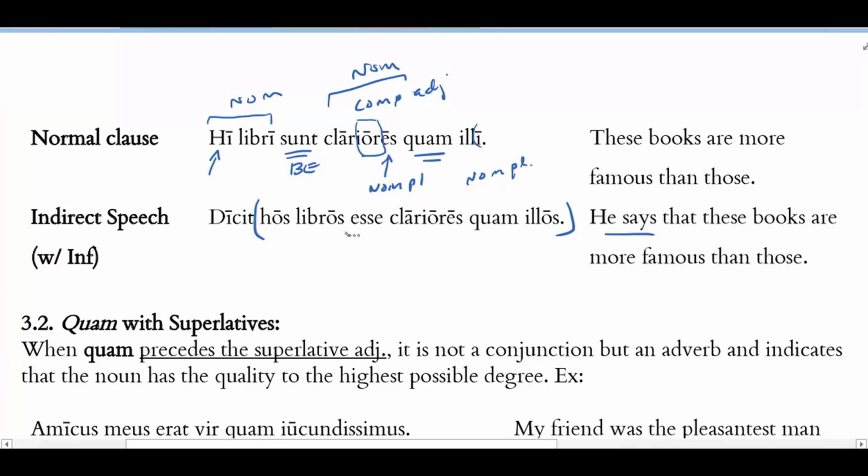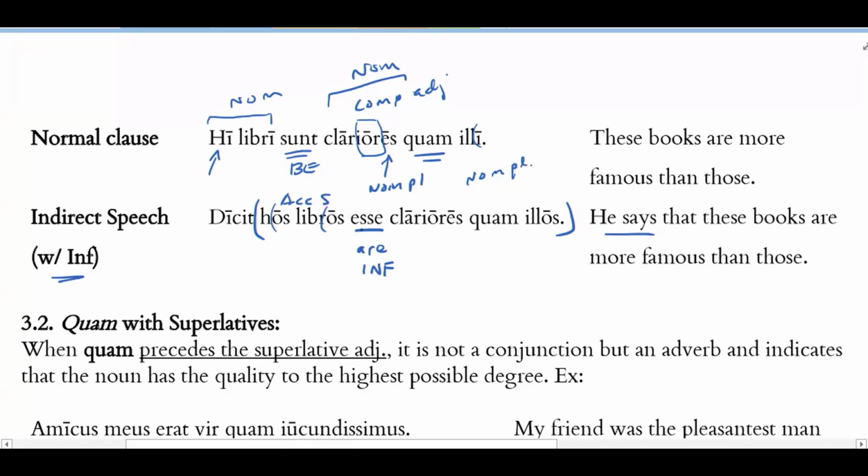What is the verb for "is"? Esse, okay? This means "are," but it's an infinitive, right? Because indirect speech uses an infinitive. So he says that something is or something are. Now, what's the subject? Hos libros. You see the -os here forms the accusative subject of the infinitive, because infinitive subjects are in what case?